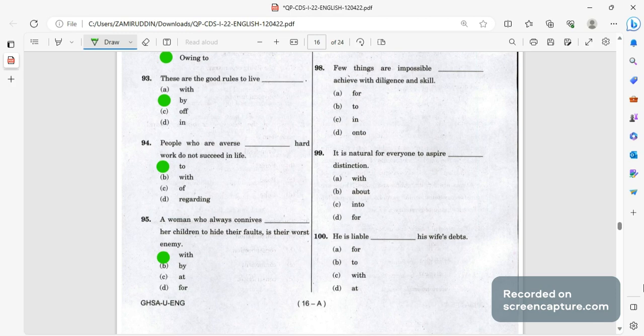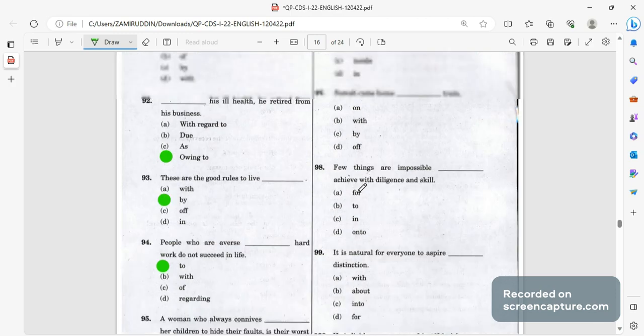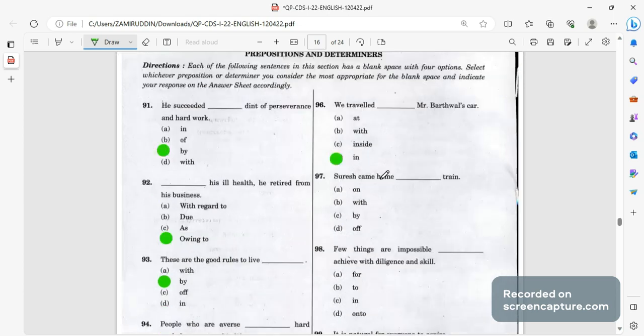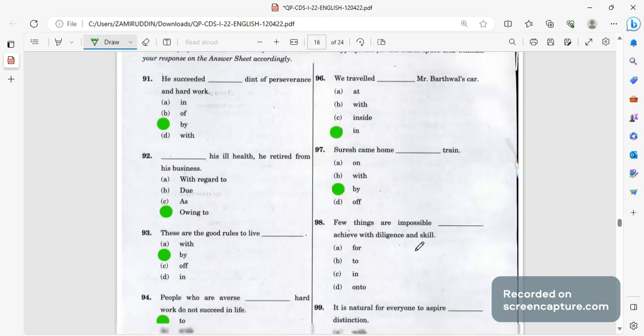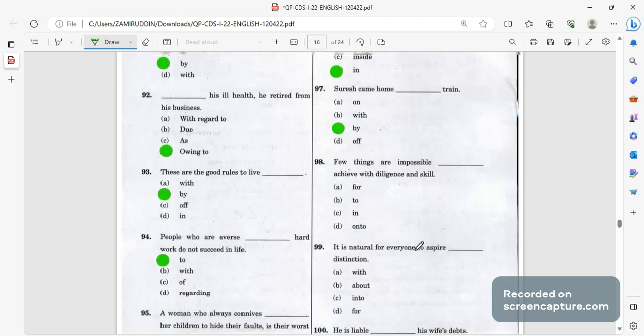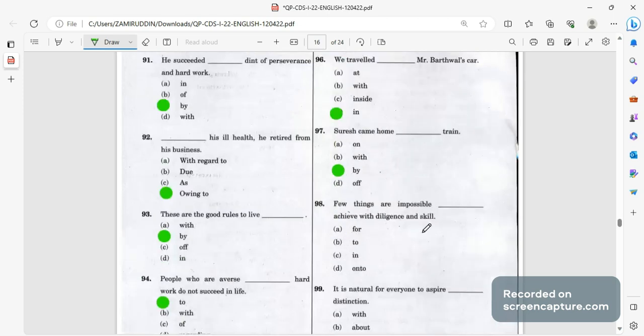We traveled in, हम किसकी गाड़ी में गए? We traveled in Mr. Bathwell's car. सुरेश came home by train. कैसे आया? By train. All right. We traveled in his car and he came by train. And few things are impossible to achieve with diligence and skill.